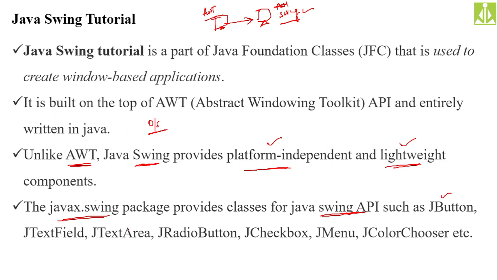Same thing. The TextField class we have inside AWT, and if you prefix J to that, you will get the Swing API class. Same thing, TextArea we have in AWT, and JTextArea is a part of Swing. RadioButton, JRadioButton. Checkbox, JCheckBox. Likewise, we have different classes. Simply we need to prefix the letter J to the AWT class name to get the Swing API class name.